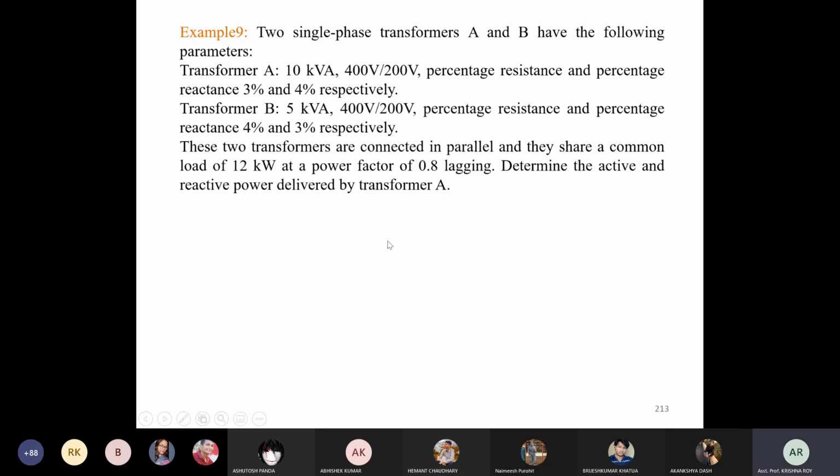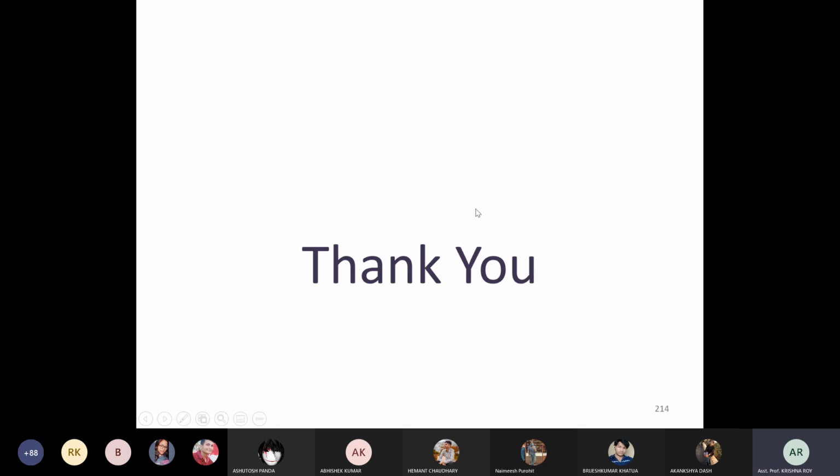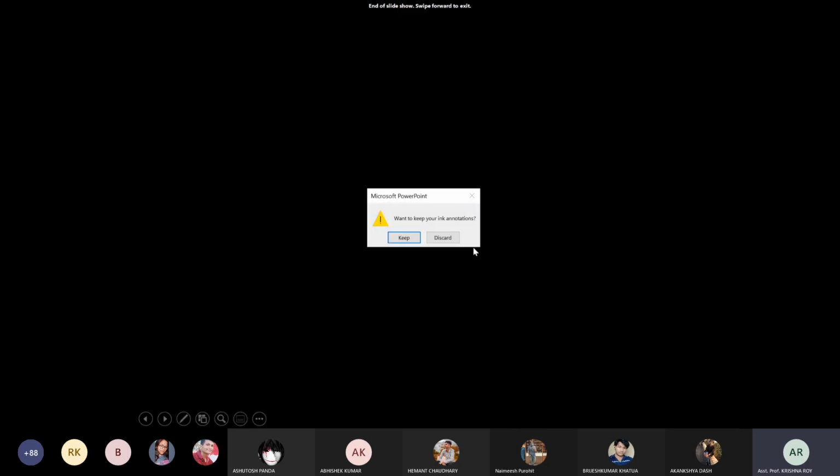Okay, so that's all about single phase transformer. From next class, we will start three phase transformer.